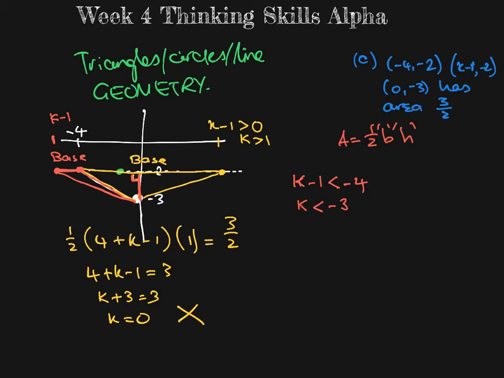So how big would that base be? That's the difficult bit because the height is still 1. The base is going to be, well, if we measure all the way from the origin back to -4, it's a distance of 4. So I wouldn't say that distance is -4, I'd say it's a distance of 4.